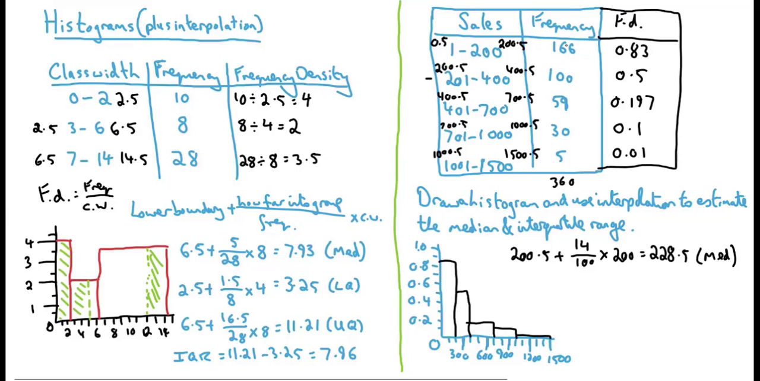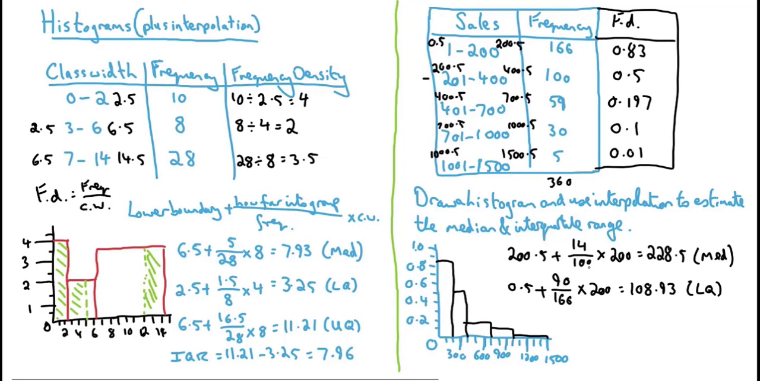As for the quartiles, so if half is 180, then a quarter is going to be 90. 90 is going to lie in that first row, so our lower boundary is going to be the 0.5, and it's just going to be, we're going 90 into the group because we're starting from 0 out of 166, times by the class width of 200. This is going to give you a lower quartile, let's say to 2 decimal places, of 108.93.